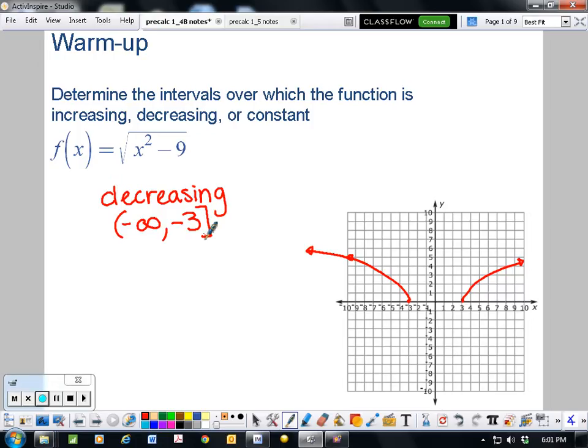And now we have nothing going on: not increasing, not decreasing, not constant. There's nothing going on between -3 and 3. Then out on the right side of the graph, it is increasing. It starts at 3 and just keeps going up, up, and up from there. So our increasing portion is from 3 and it keeps going until infinity.